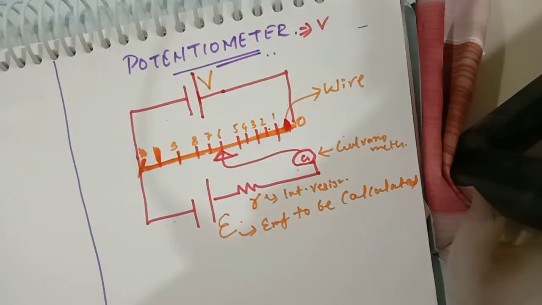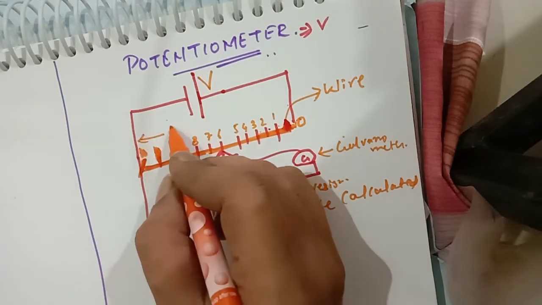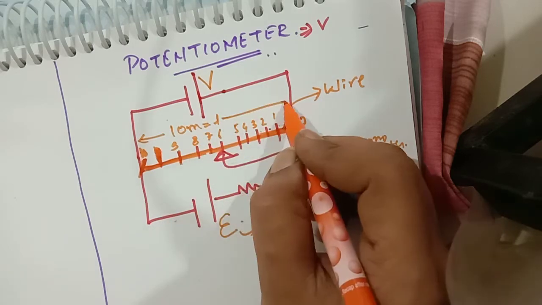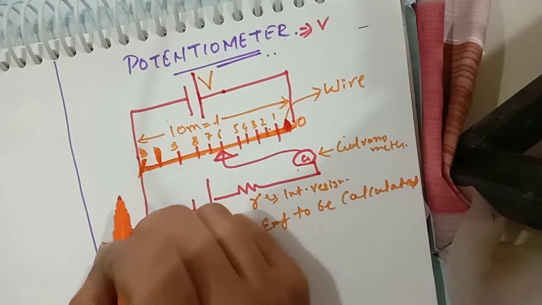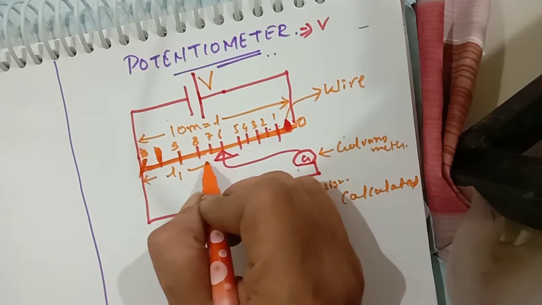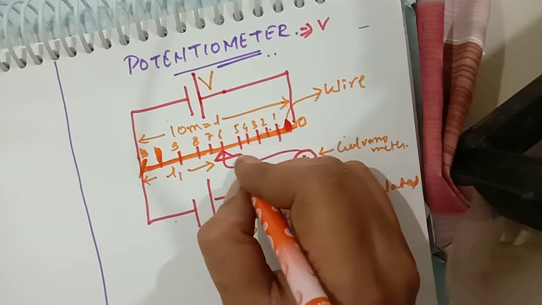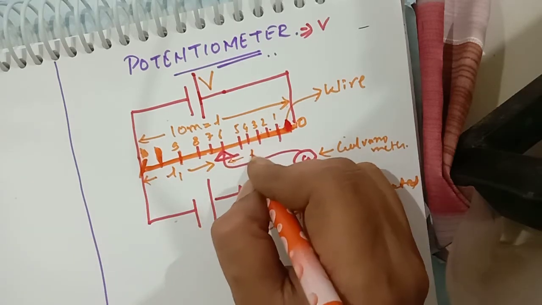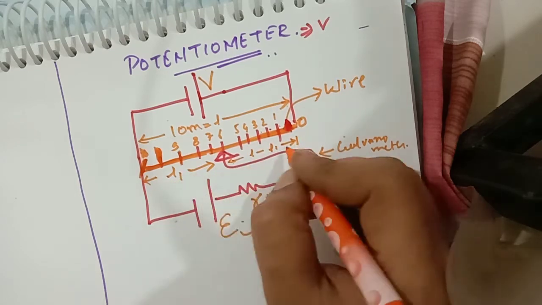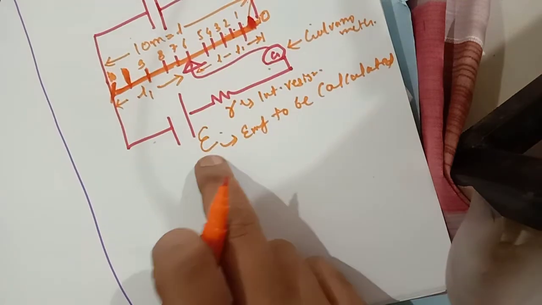So suppose the total length is 10 meters, or L, in general L, or 10 meters. This is L1, this is L minus L1, right? Total is L, and it is L1, so it is L minus L1. Everything is sorted. Now we have to find the EMF.